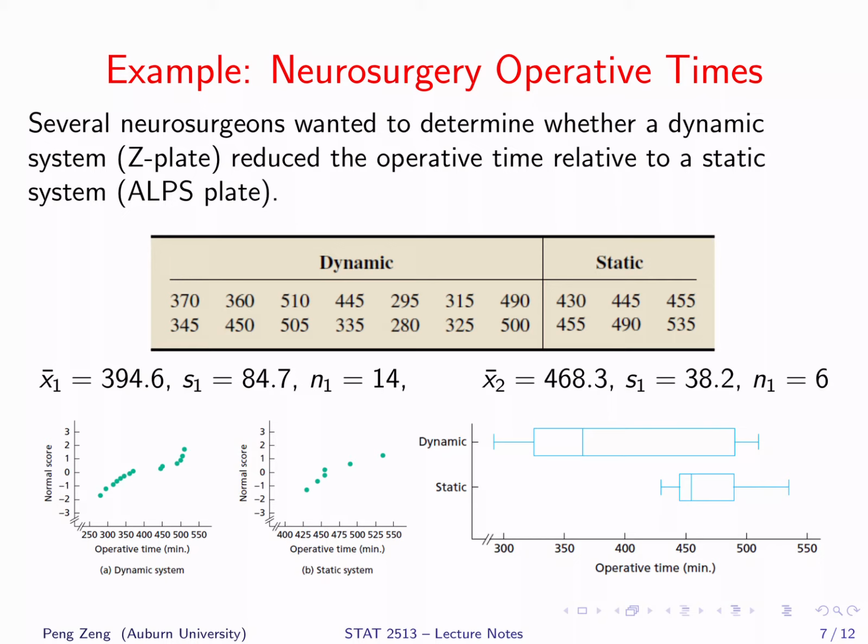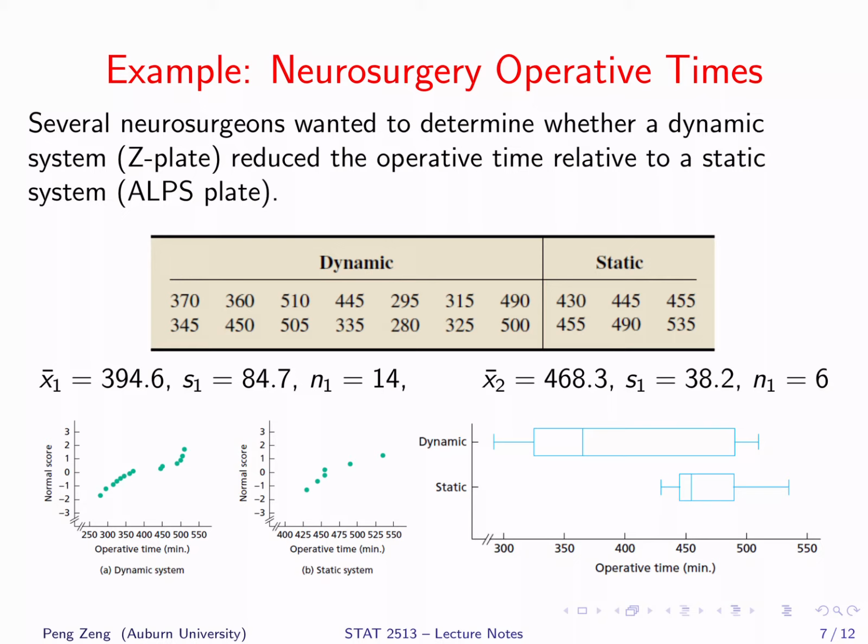The sample standard deviations are 84.7 and 38.2. They are clearly unequal, which suggests that the population standard deviations are not equal. This tells us that we cannot use the pooled t-test. We can only use the non-pooled t-test.